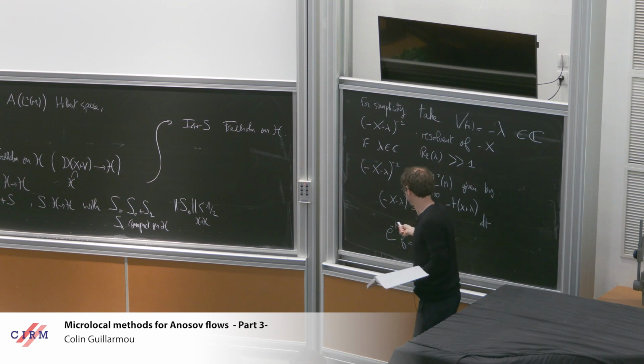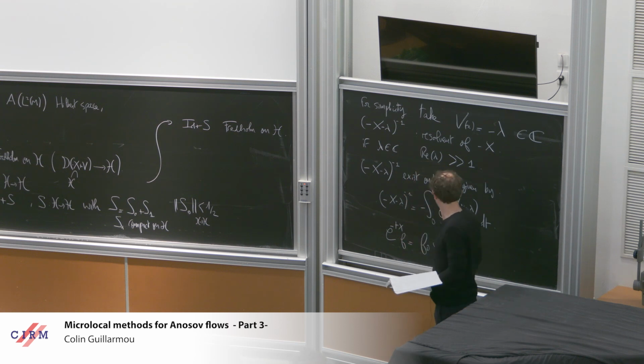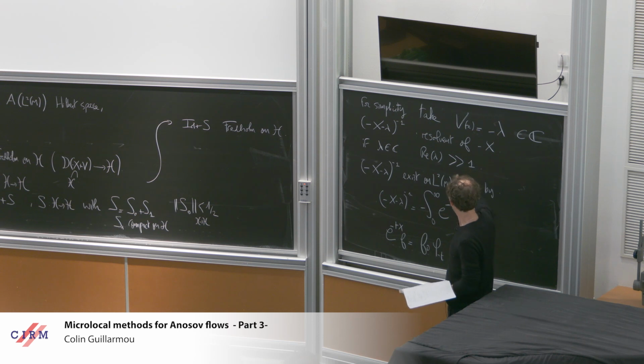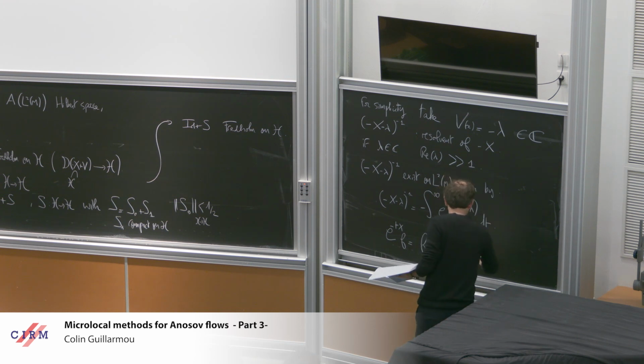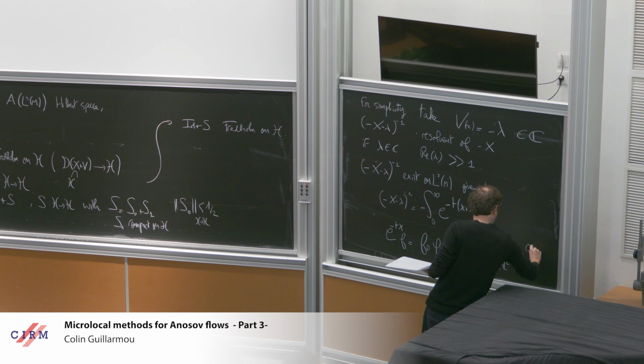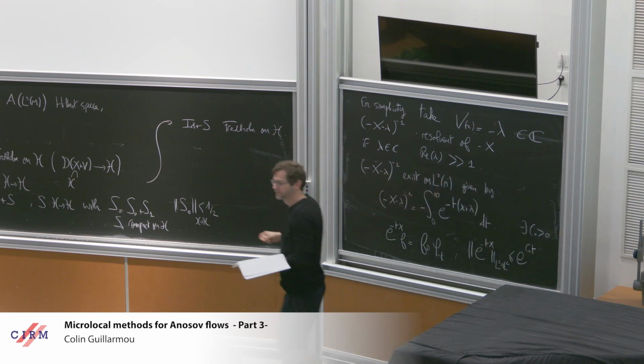Okay, and this, if you remember, this was the transfer operator. So I just pull back by the flow to invert this operator. And if the real part of lambda is large, this is actually converging. This is really easy to see. And this converges because exponential of minus tX, as an operator from L2 to L2, is just bounded by some exponential C0 t.